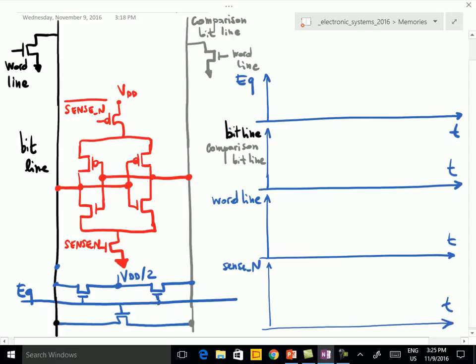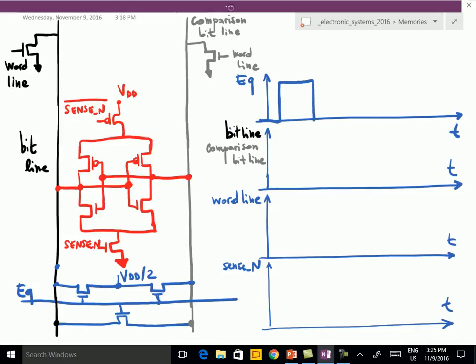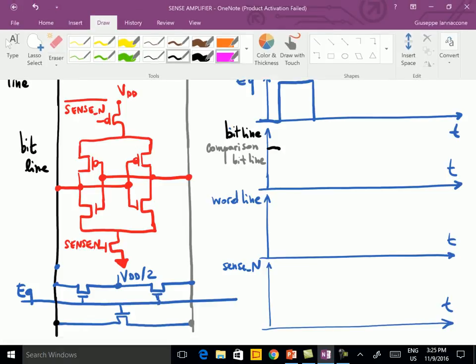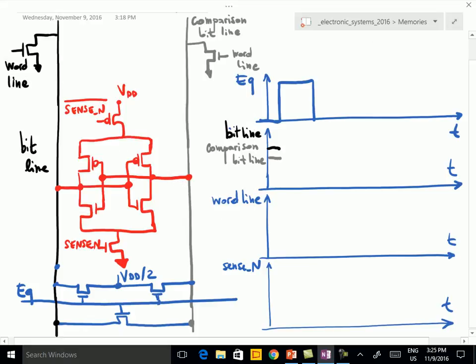So let's draw what happens. First, we need to pre-charge, as I mentioned before. So we pre-charge the two bit lines at the same voltage, VDD. The voltage of the bit lines at the beginning, let us assume, could be a little bit different, for any reason, with respect to VDD half. But when the equalize signal is high, they both go to the same value, which is VDD half. Okay? So this is the pre-charge.